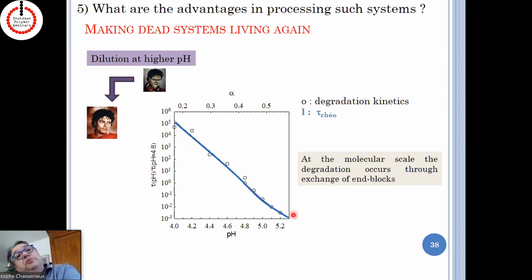When you increase the pH, you have a sharp decrease of the degradation time. And if you compare this with the relaxation time that we measure with rheology, it's exactly the same behavior, which means that the degradation of your system is related to the exchange of the hydrophobic block within the hydrogel.